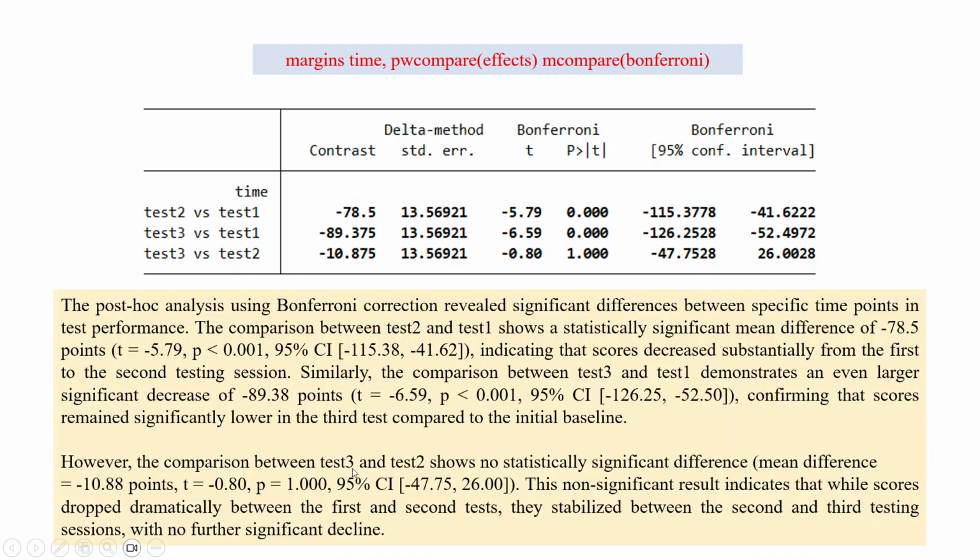However, the comparison between test 2 and test 3 shows no statistically significant difference, as the p-value is more than 0.05. This non-significant result indicates that while scores drop dramatically between the first and second test, they stabilize between the second and third testing sessions with no further significant decline.